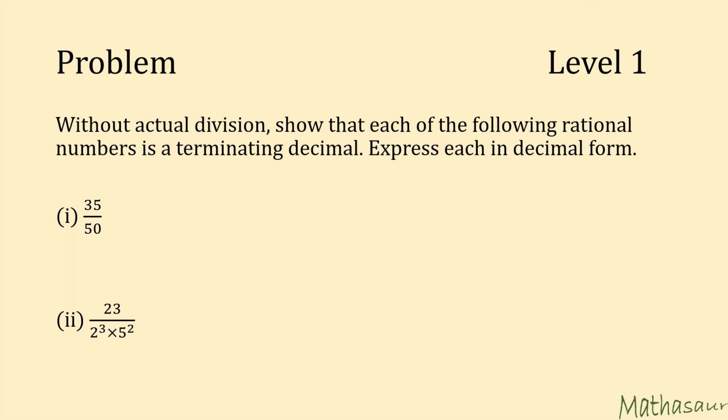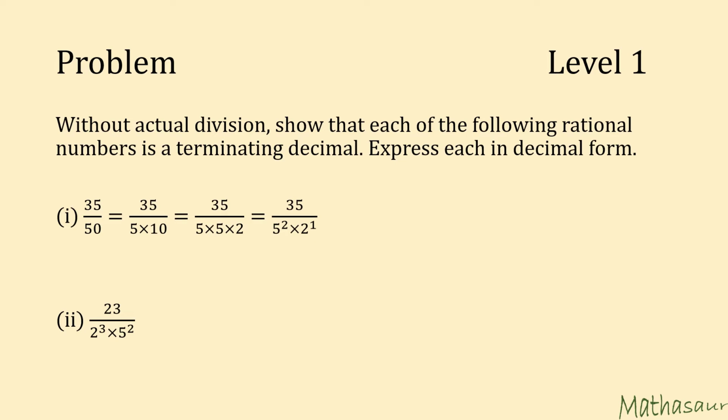Let us look at a few problems. Without actual division, show that each of the following rational numbers is a terminating decimal. Express each in decimal form. Let us look at the first one, 35 divided by 50. Let us prime factorize the denominator.